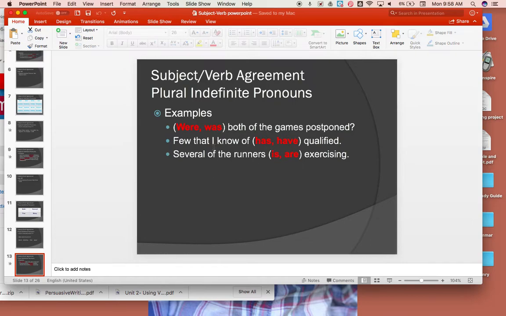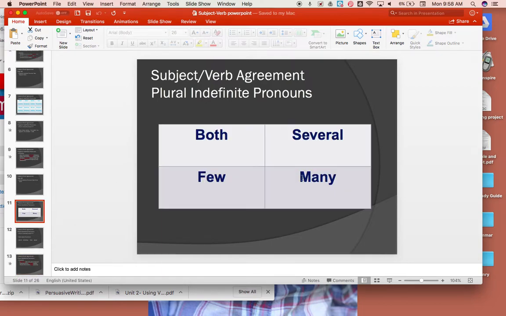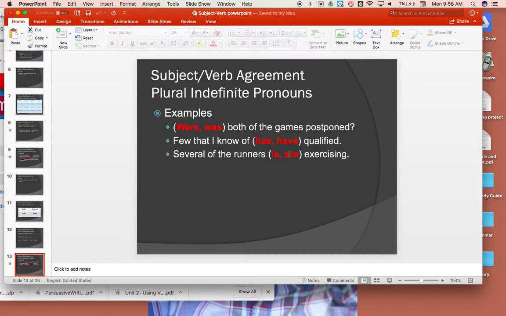Several of the runners. Get rid of the runners. That's a prepositional phrase. My actual subject is several. Look at my chart. Well, there's several, so it's plural. So I'm going to choose the plural verb, which is are.